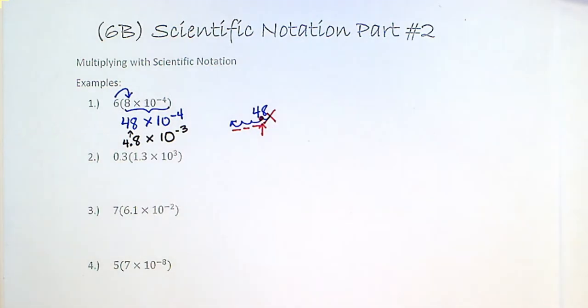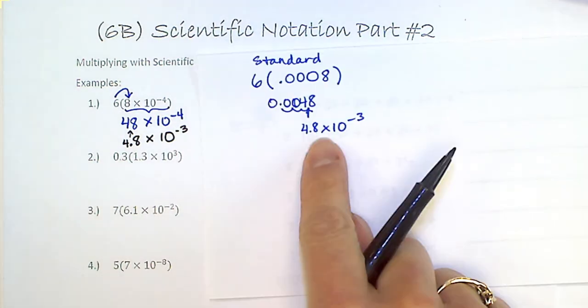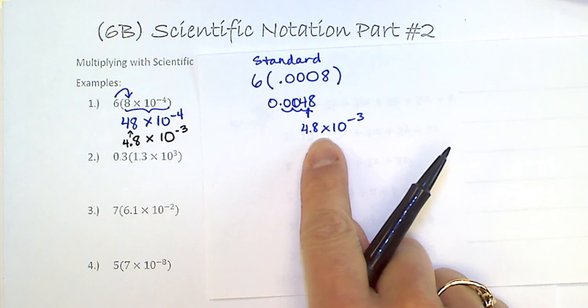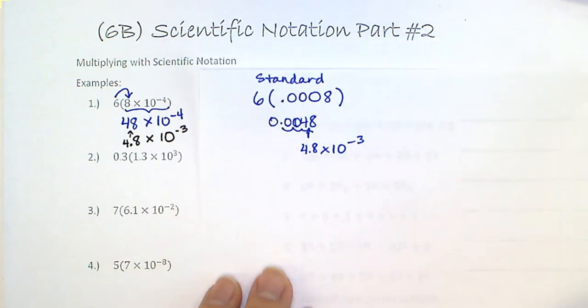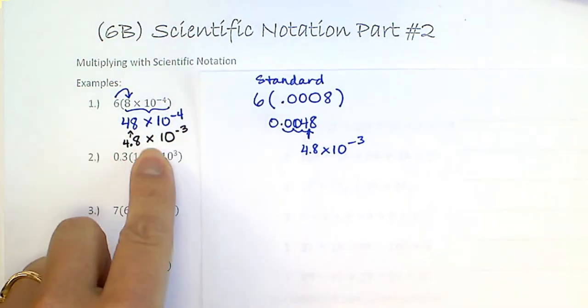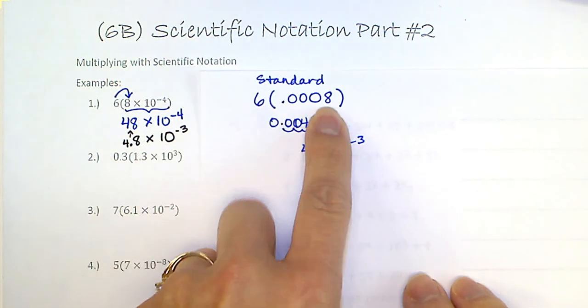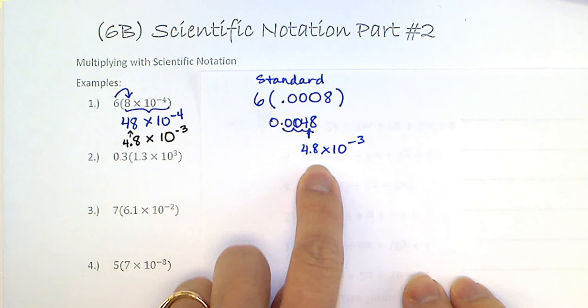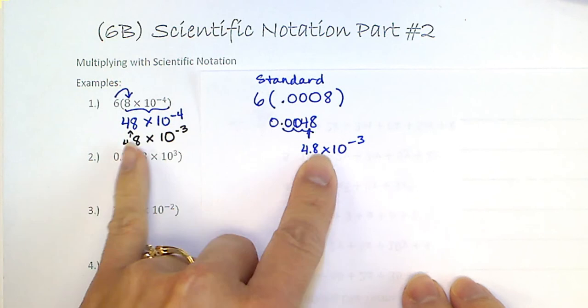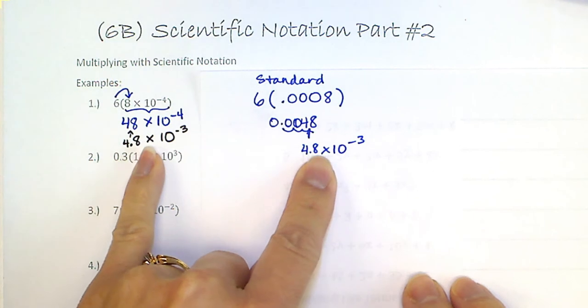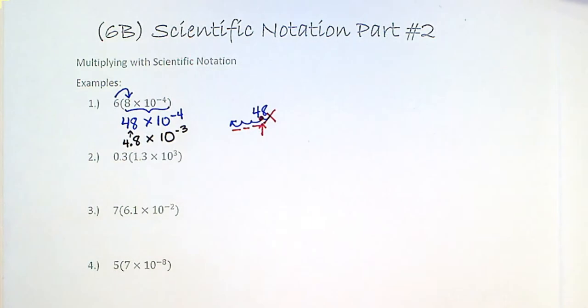And look, that's what we had here also. So I just wanted to show you, you can leave it in scientific notation and just do some adjustments, or you can write it out in standard form, multiply with a calculator, and turn it back into scientific. Either way, you will or should get the same answer. So let me show you the next one also.